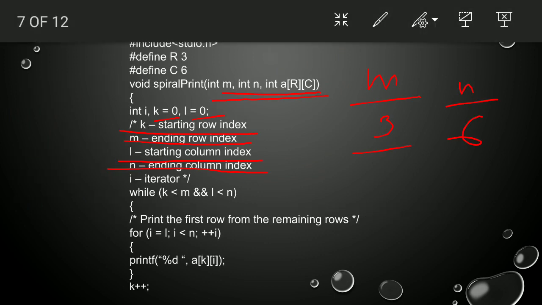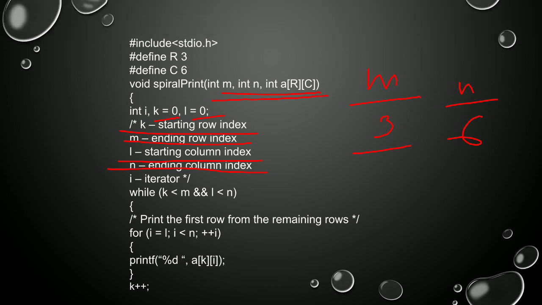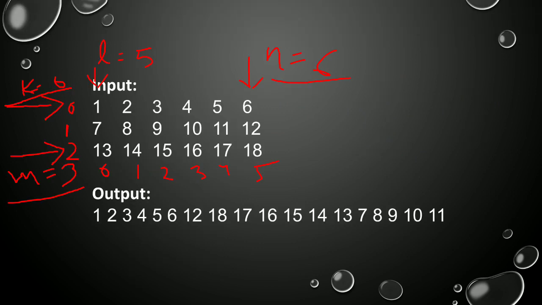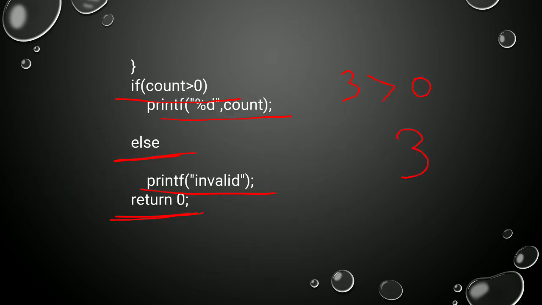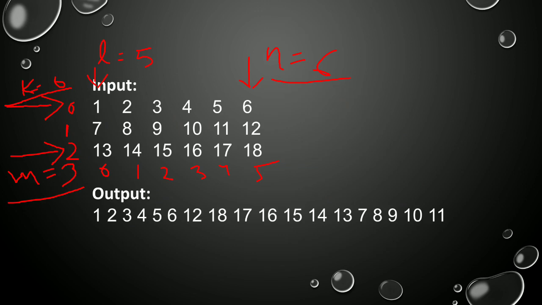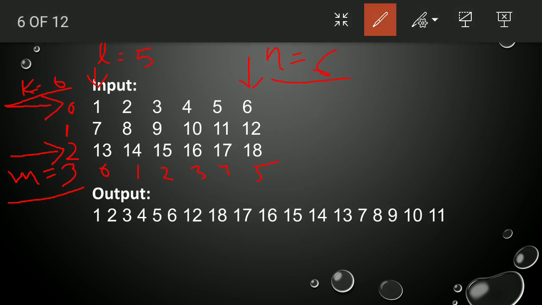So what is it telling? First we need to print this complete row, this complete row we want to print. 1, 2, 3, 4, 5, 6.